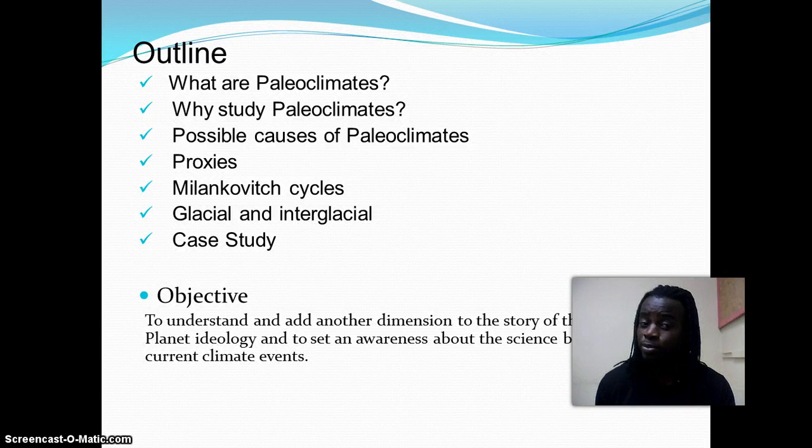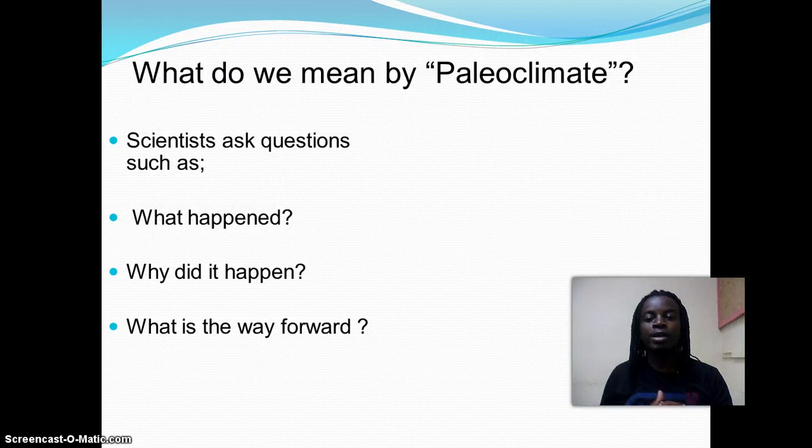The objective of this presentation is to understand and add another dimension to the story of the paleoclimate, of the habitable planet ideology, and to raise awareness about the science behind past and current climate events. Okay, what do we mean by paleoclimates? Ladies and gentlemen, let's go straight to the questions that are usually asked by scientists. They ask questions such as, what happened?